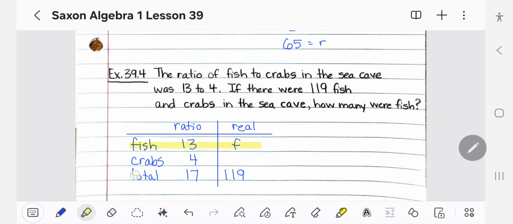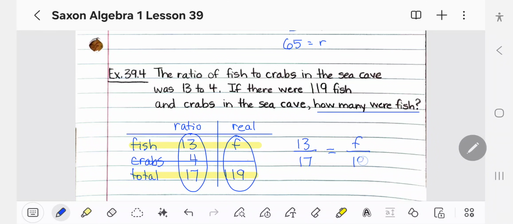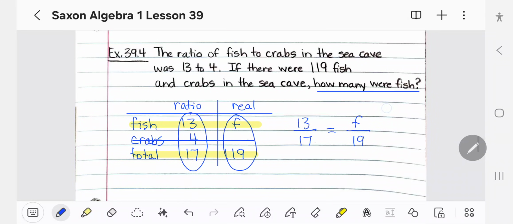Well, now I have this complete information, and I don't really need crabs because they're asking me how many were fish. So I can see I have a ratio here and a ratio here. And I can write that over here. 13 over 17 must equal F over 19. When you have a ratio equal to another ratio, you have a proportion. And you can solve those by cross multiplying. So we've got 13 times 19 is equal to 17 times F.